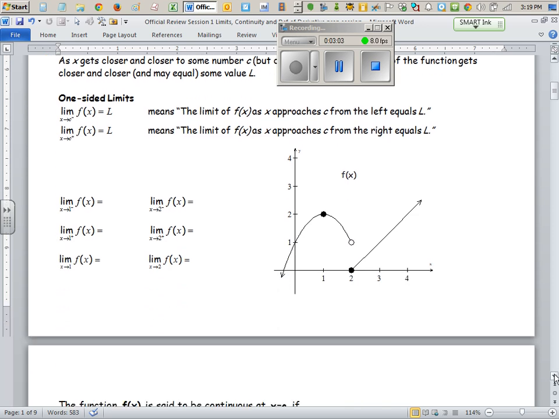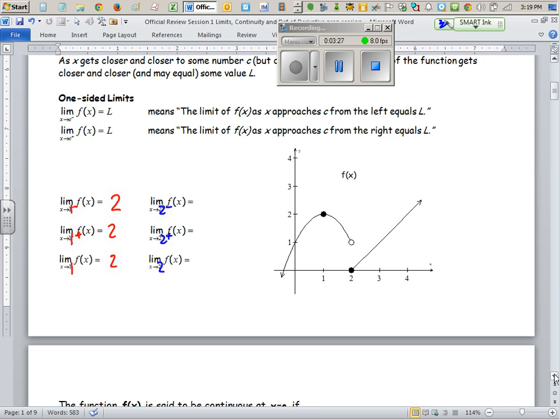Okay, so what did you put on this one, Danica? 2. The limit as x goes to 1 from the left is 2. That's correct. How about 1 from the right? 2. Yes. So how about 1 in general? 2, right. So when there's no superscript, it means both sides. So hopefully you've looked at left and right already. Next is 2 minus, 2 plus, and 2 in general.